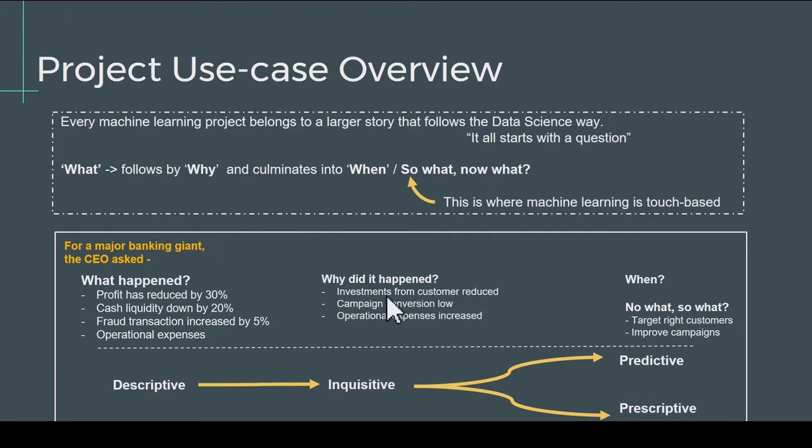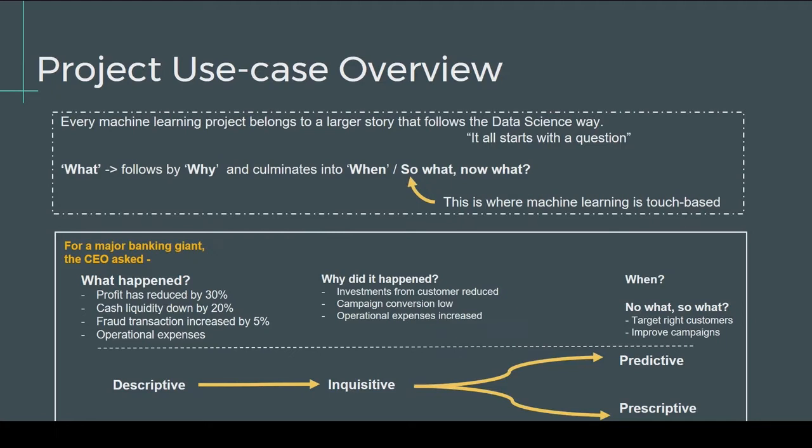Okay, now you understand investment from customers has reduced. So, what can we do to increase that? That would be a specific project. Campaign conversions have been low. So what could we do to actually increase the campaign conversions? That's a different project. So this is where projects become more specific. And one of these projects eventually culminates into a machine learning project.